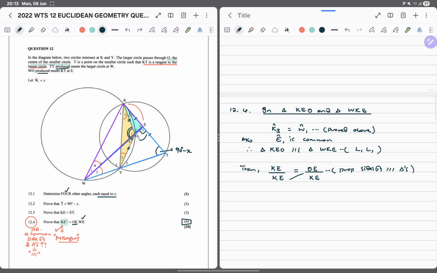And of course, final job is just to do cross multiplication. Therefore, KE squared is going to be OE times WE, not KE. Goodness, that's WE. I'm losing my focus here. And it's exactly as we were asked to do it.